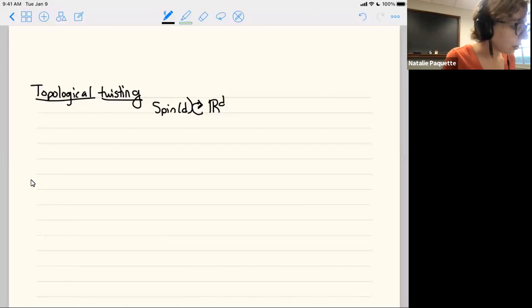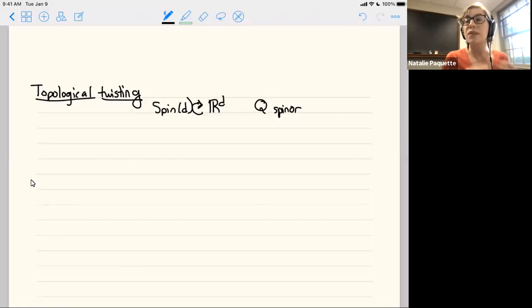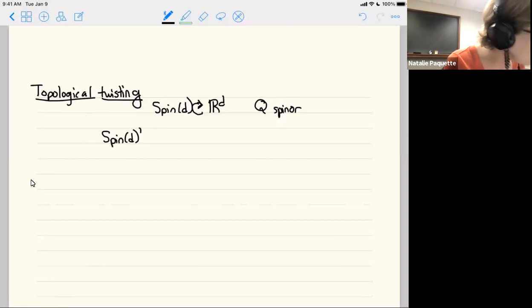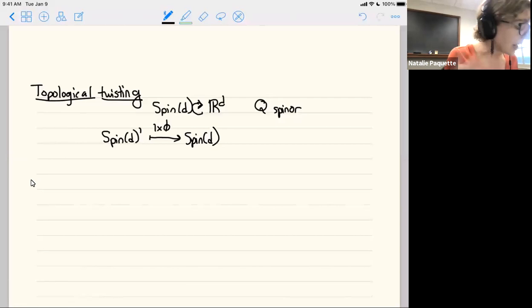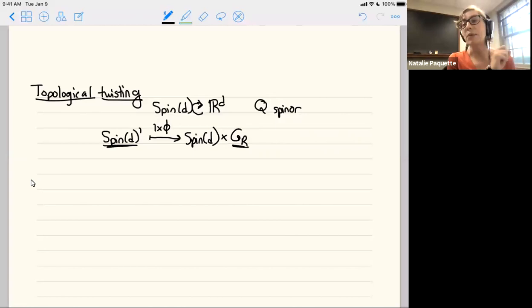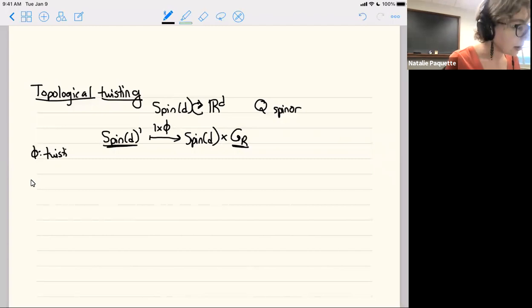So what's the strategy? Instead of having Q be a spinor, as it is under the usual spin group, we modify the action of the Lorentz group such that the twisting supercharge that we want to work with becomes a scalar with respect to this new twisted Lorentz group. Formally speaking, I have some other Lorentz action, spin D prime, that I want to impose. I'm choosing a homomorphism phi from spin D into my R symmetry group. So I'm assuming that my superalgebra is extended. It has some non-trivial R symmetry group, G_R. Phi is called the twisting morphism. It twists the Lorentz group by an additional R symmetry action.